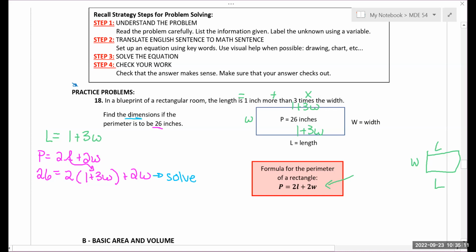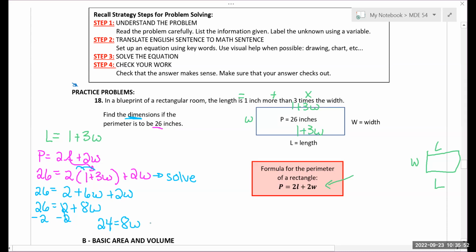And what am I looking for? I'm looking for the dimensions. So hopefully you read the problem 2 or 3 times. What am I looking for? I want at the end a length and a width. So that's why I'm doing this. Make sure that we distribute 2 plus 6W plus 2W. Then we're going to combine our like terms. And we need to get the W alone. So I'm going to subtract the 2. So that gives me 26 minus 2 is 24.